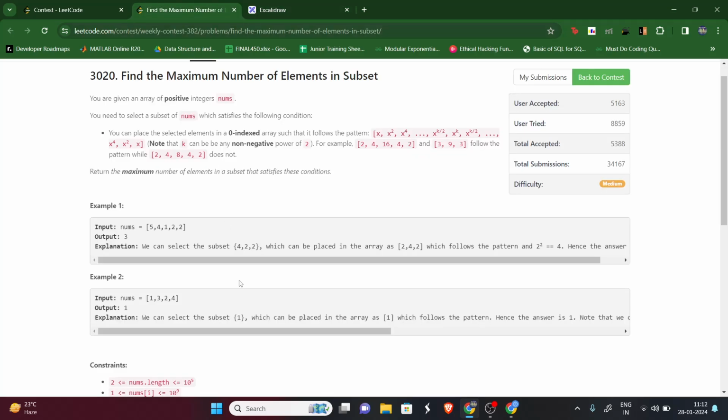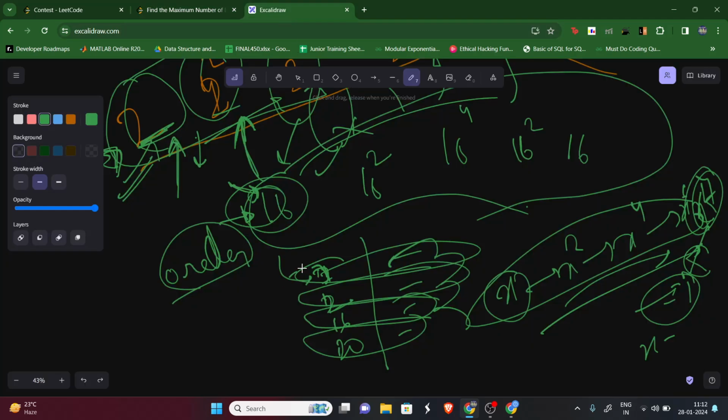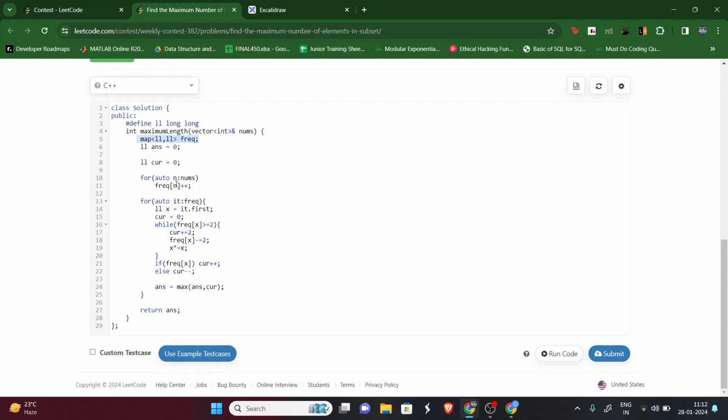It's better to explain from the code. Let's see here. What we are doing is just making an ordered map. Why an ordered map? We already discussed, because we want to pick the smaller number first and then the bigger number. Okay, now first of all, we stored the frequency of all the numbers. Now we started for the first element. We considered this as x, and current is equal to 0.